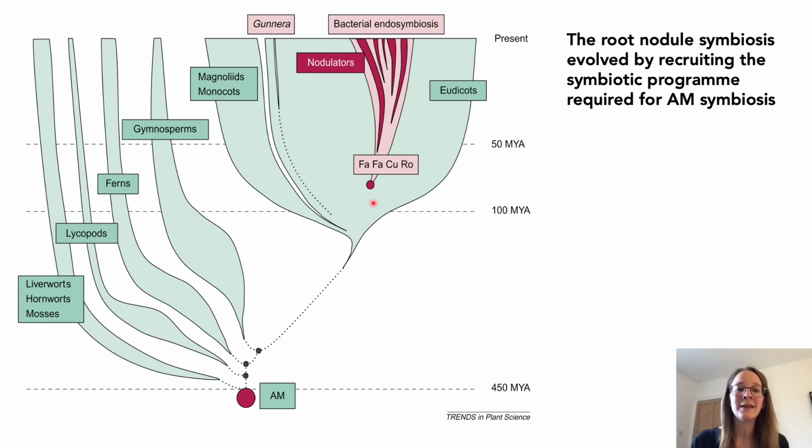And we now think that in the plants that were already able to establish the mycorrhizal symbiosis, all these mechanisms for the establishment of the symbiosis were already present and were then recruited by the rhizobia to start a very similar infection process. So even though the two symbiotic interactions look very different on the surface and the outcomes are very different, the plant program that is required, the molecular mechanisms that are required, are very similar.